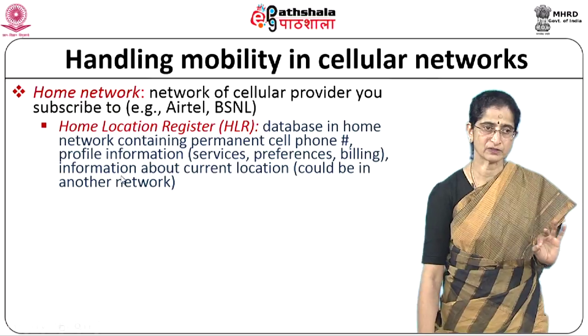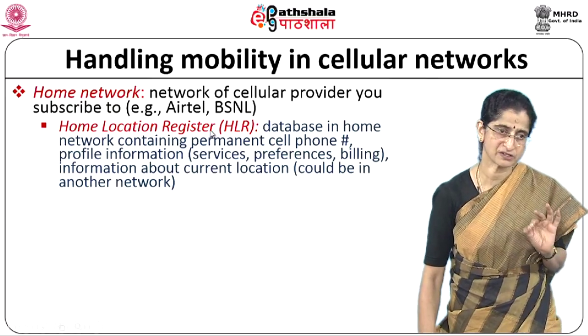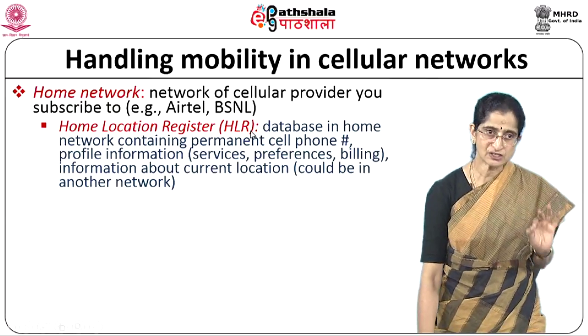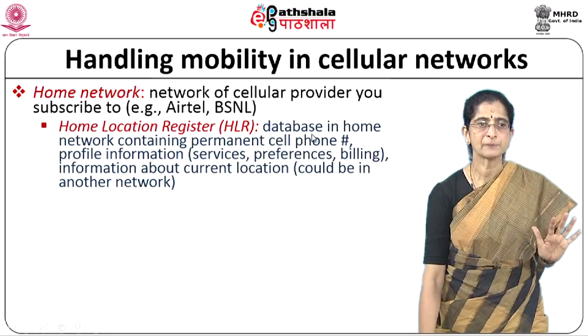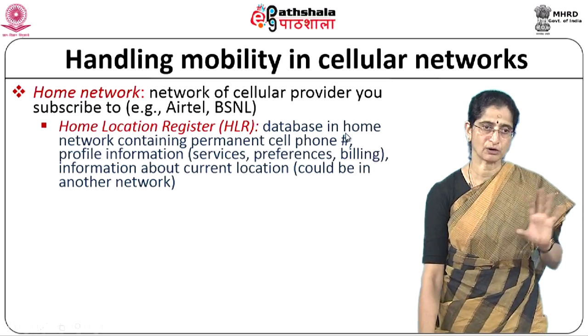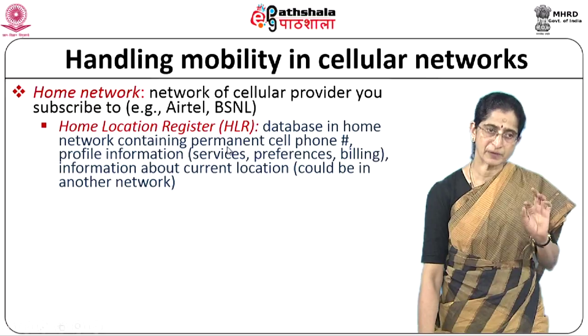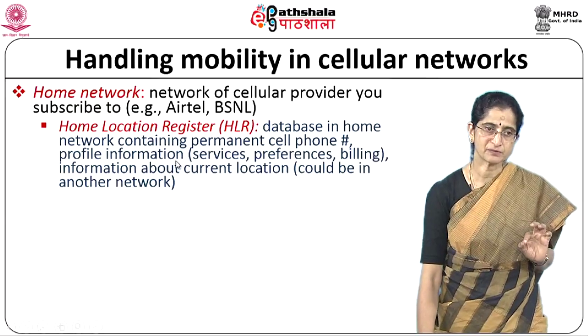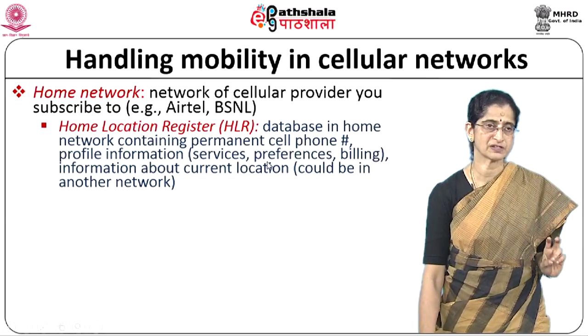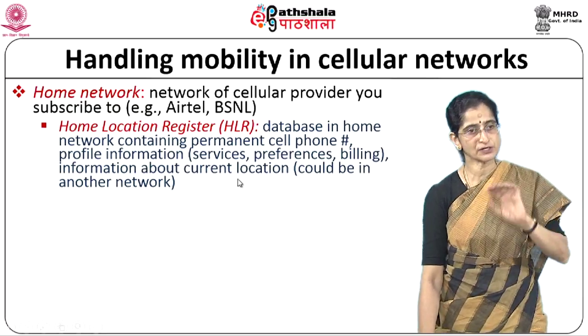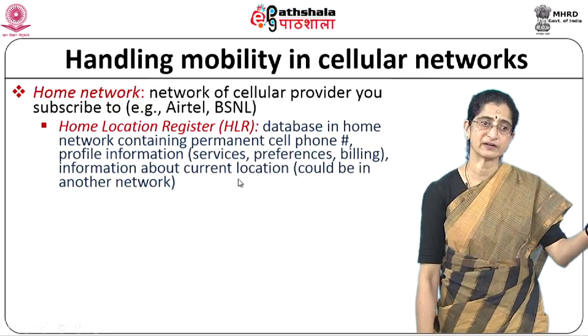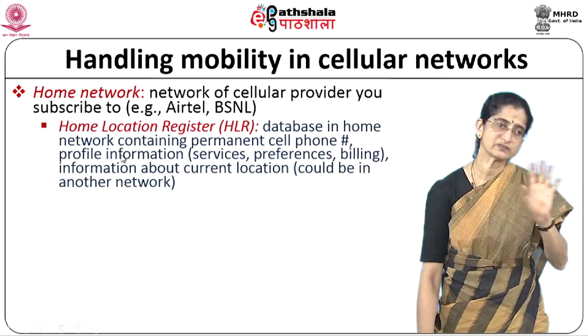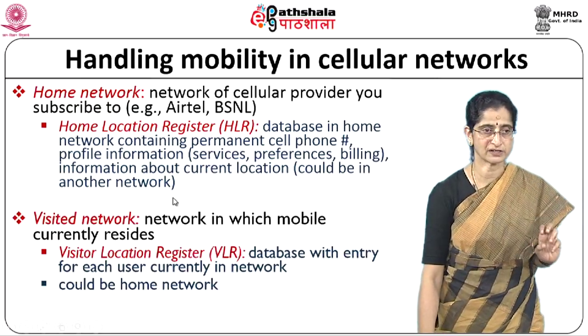At the home network, there will be something called a home location register, HLR. This HLR is like a huge database which has all information about you: your network and permanent cell phone number, the profile information, what kind of services you have, what your preferences are, your billing details, and information about your current location. You may be in some other network, but where you are currently, that information will all be stored in your home location register.